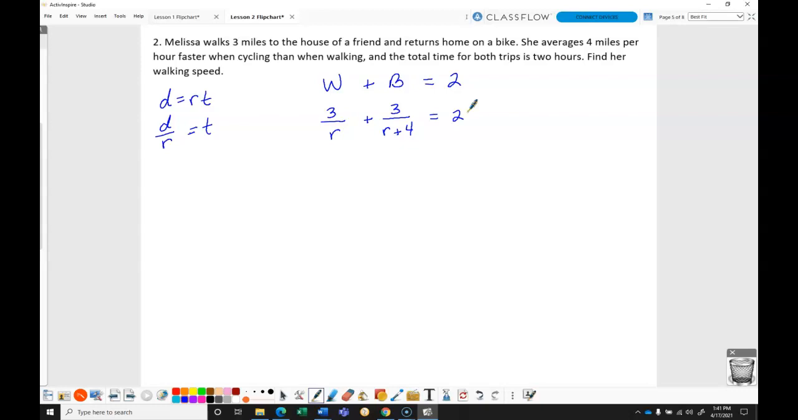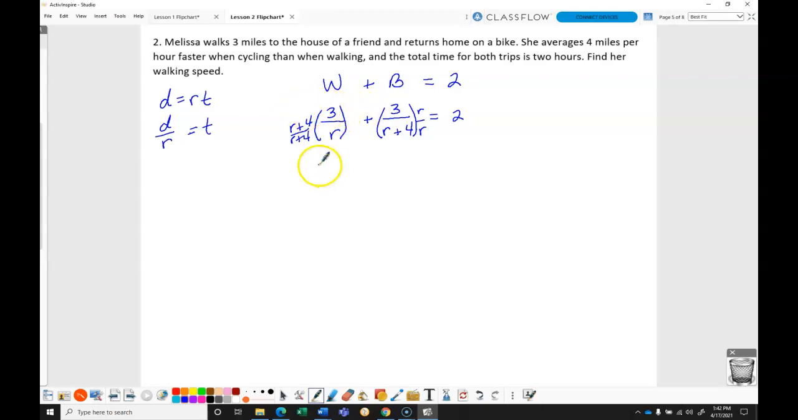So what I'm going to do is work to get a common multiple in my denominator so that I can actually add these things together. Okay, so I'm going to multiply this fraction by the piece of the denominator I'm missing, which is r plus 4 over r plus 4. And I'm going to multiply this thing by the piece of the denominator I'm missing, which is r over r. Now, these things are equal to 1, so I'm not changing the value of anything by doing this. I'm just writing it in an unsimplified form.